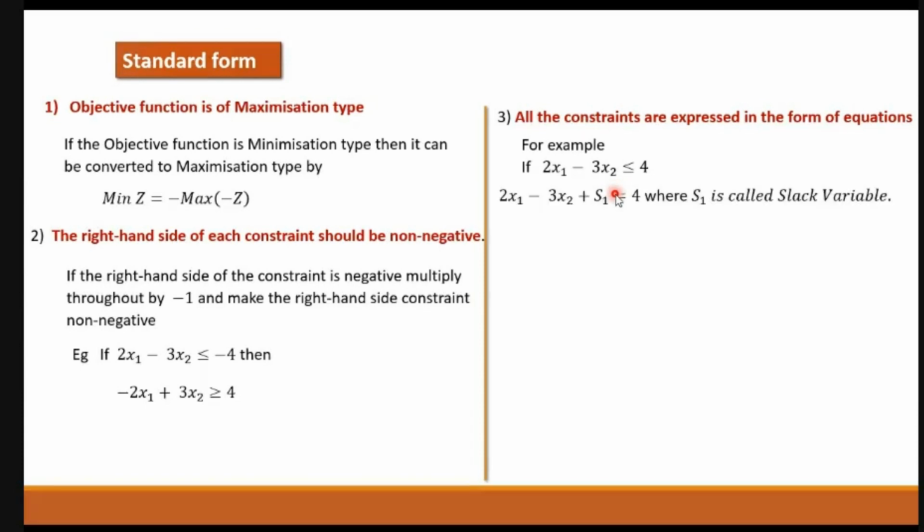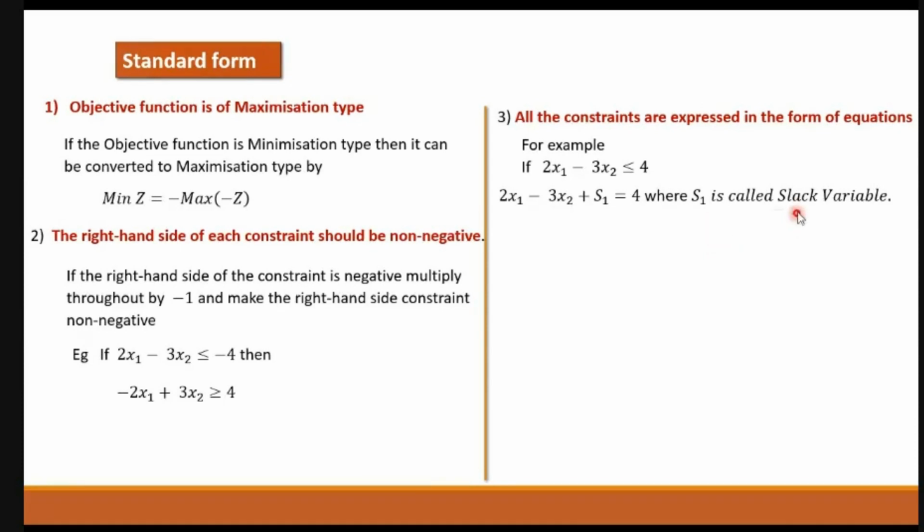So I can write this as 2x1 minus 3x2 plus s1 equal to 4. Suppose here on the right hand side there is 4, and if I am getting the left hand side as 3, so 3 plus 1, when I add, we will get the answer equal to 4. So that something is called the slack variable, a variable which is added in the less than or equal to constraint to convert an inequality to equality is called a slack variable.